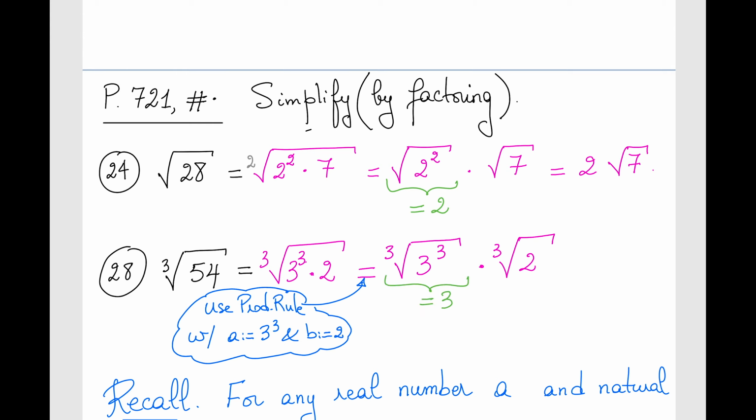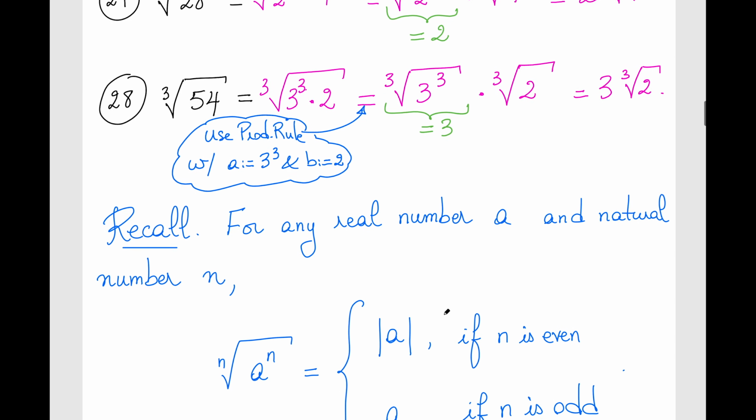And we get the answer to be 3 times the cube root of 2. Right? Certainly this radicand 2 has no divisor other than 1 which is a perfect third power. So this is simplified, and hence I answer the question. Okay.